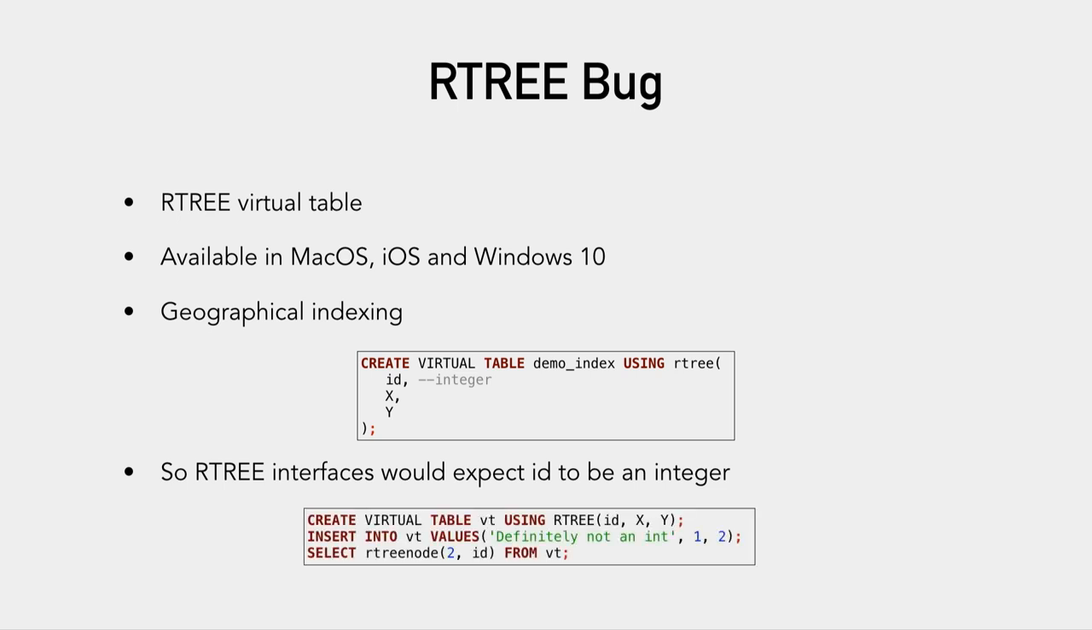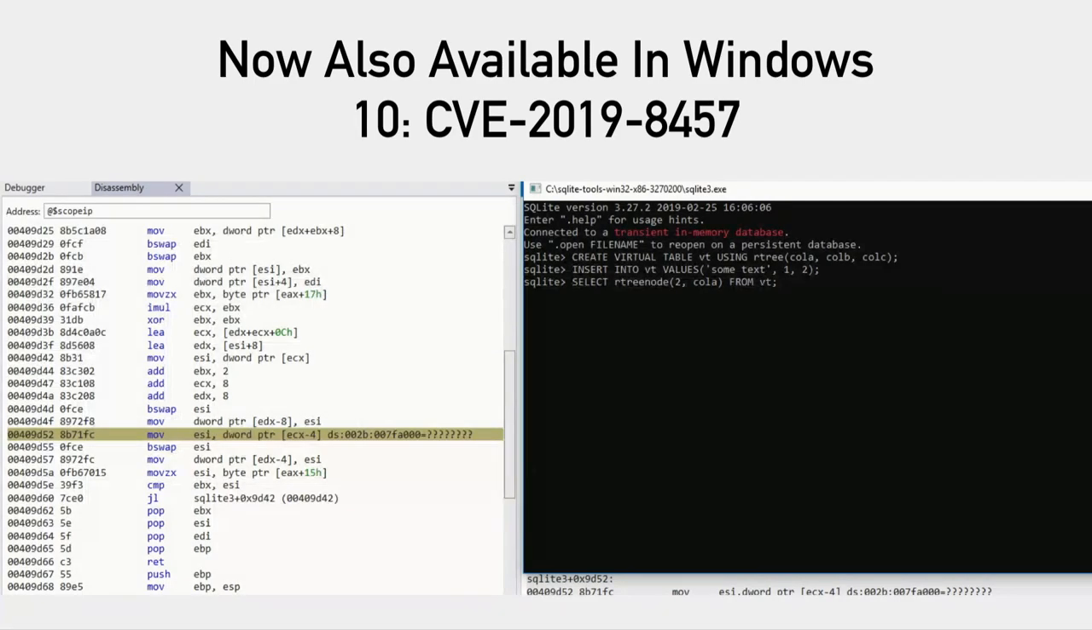But if we create a virtual table using the R-tree module, and we insert a value where ID is definitely not an integer, but a string, and then we use the R-tree node, which is one of the R-tree interfaces, we get the following CVE. That's an out-of-bound read, and it's really cool because this bug is now available in iOS and macOS, and as you can see here, also in Windows 10.